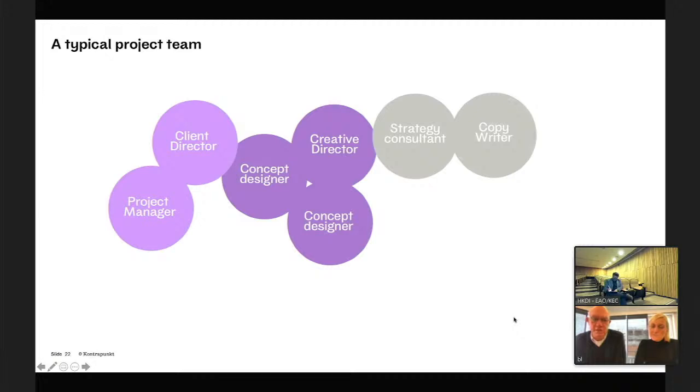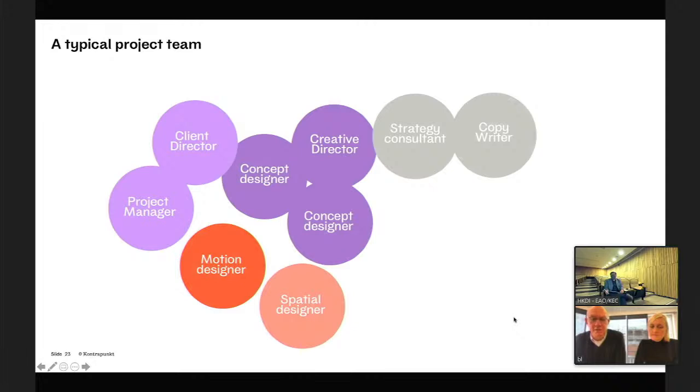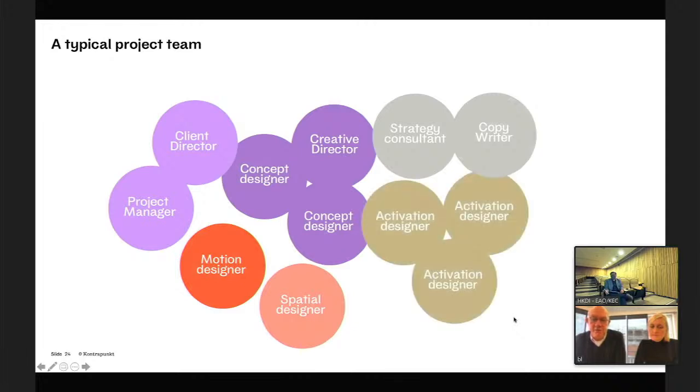Some more concept designers and a copywriter maybe. And if necessary, we also apply a motion designer and spatial designer. And in the last phases, as Nana just told us, the activation designers are activated. So this is quite a big team that is handling these processes. It's not that everyone is working full time during the whole process, but we have a team that is responsible for the overall process.